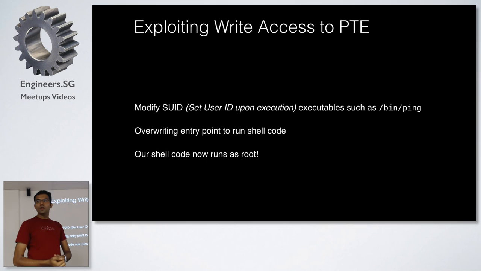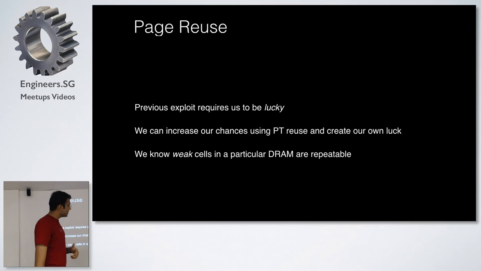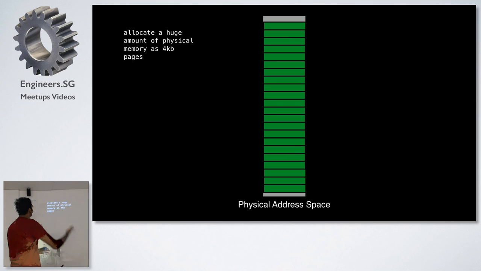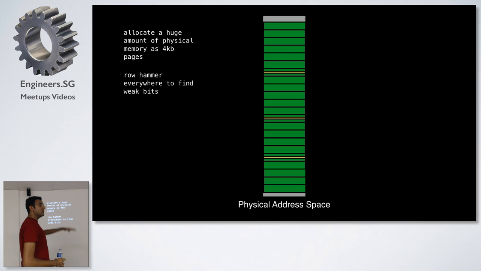There's an optimization to that attack. The optimization is just basically using page reuse. The previous attempt required us to be lucky. We can increase our luck by using page reuse. The first thing that we do is we allocate a huge amount of memory that we own in the entire physical address space. We row hammer every single bit and we find weak bits. And then we look for bits that are good for us.